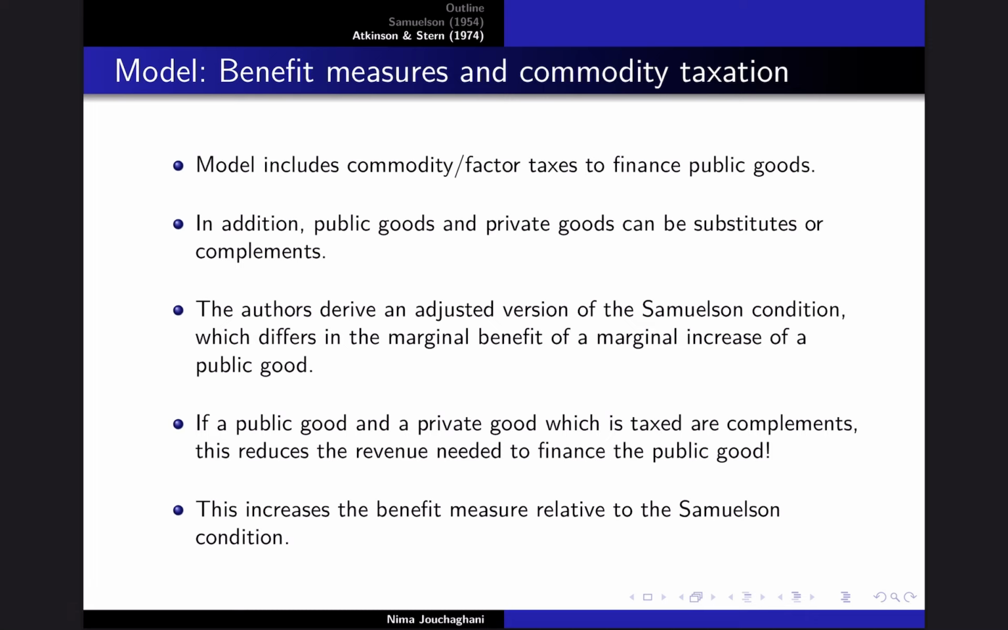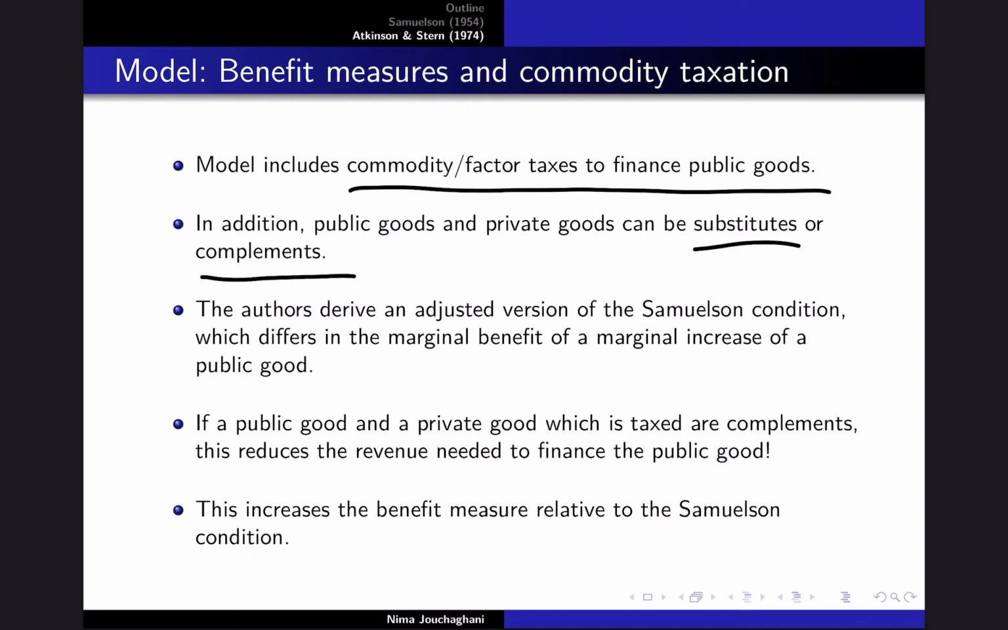So as I stated just right now, this model here includes commodity factor taxes to finance public goods. Commodity taxes are taxes on consumption of the outputs, and factor taxes are taxes on the use of inputs. Think of taxing, I don't know, wood or something like this, or if one of the factors here is labor, then think of a tax on labor.